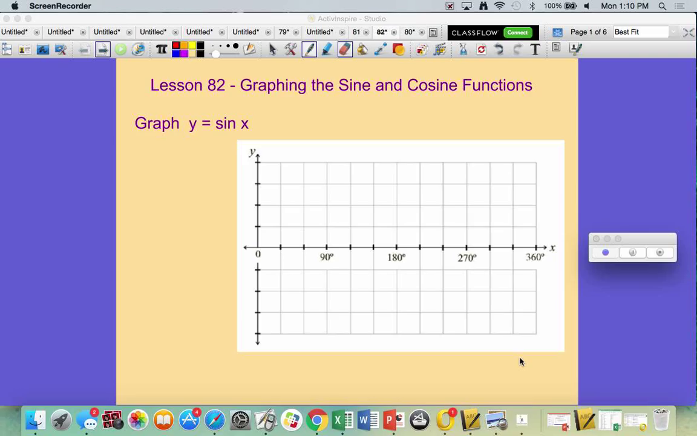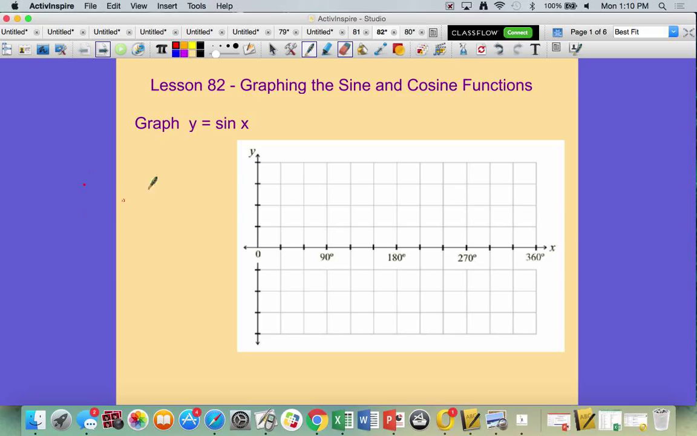All right, lesson 82. We are graphing the sine and cosine functions today. First, to graph y equals sine x, there are a few things that you can do here. First of all, with any graph, you can always make an xy chart.